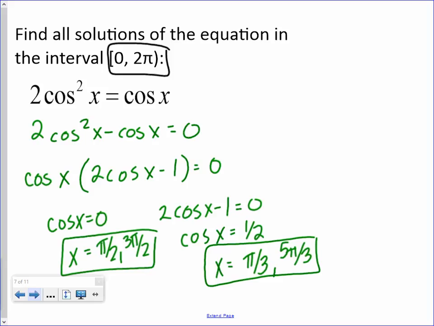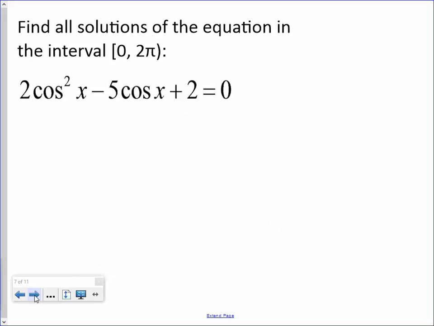The next example we'll do really quickly. I'll try to walk you through, and we won't spend a whole lot of time. This is just another example: 2 cosine squared x minus 5 cosine x plus 2 equals 0. What are we going to have to do in order to be able to solve this? Factor it. And this one's factoring a trinomial, so it's important that we can do that. So I would set up 2 groups of parentheses.